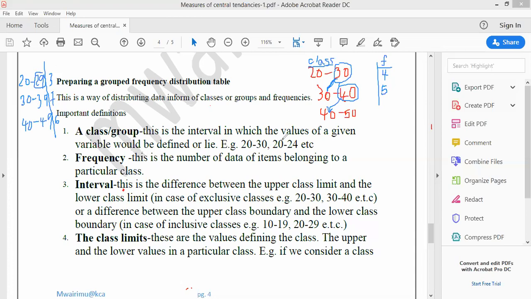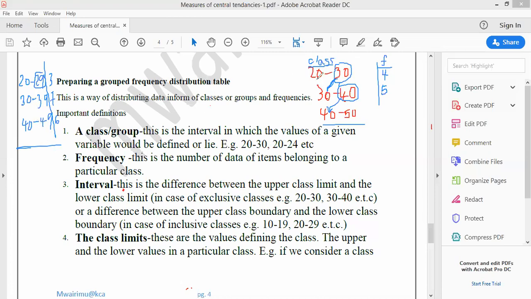Now, why is it important to know whether you're using inclusive classes like these ones here, or exclusive classes like these ones here? It is so important because the calculation of what we call the mean, the calculation of the median, the calculation of the modal value, has to be directed by how you are defining the classes. Are they exclusive in nature or are they inclusive in nature? Very important to note that.